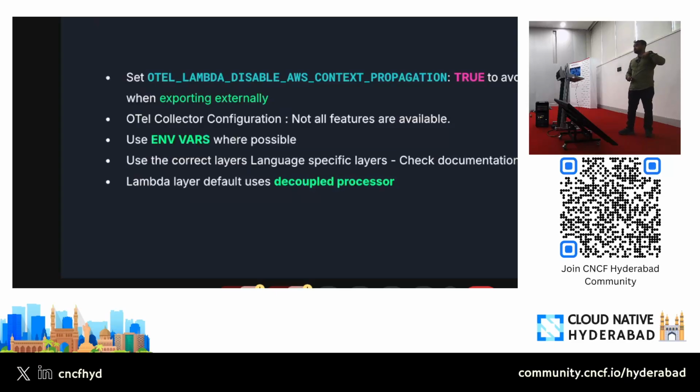Use the correct layers. I've done this in the past. It's very easy to mismatch between AMD and ARM64. You can get confused and use the wrong layer. That will also result in a lot of failures which can cascade to all of your Lambdas. Lastly, the important part that I've been talking about is that the Lambda layer uses a decoupled processor, which is part of OpenTelemetry, which runs in a different stream. So it does not impact the execution of your actual Lambda function. You can start worry free, but if you want more configuration, you can always build your own layer.